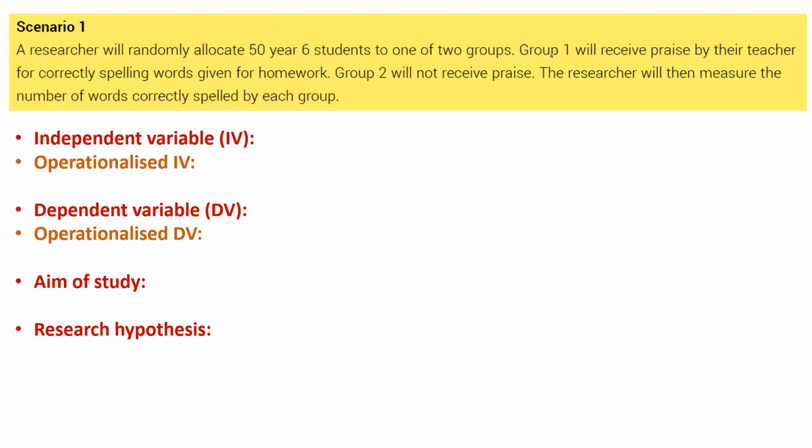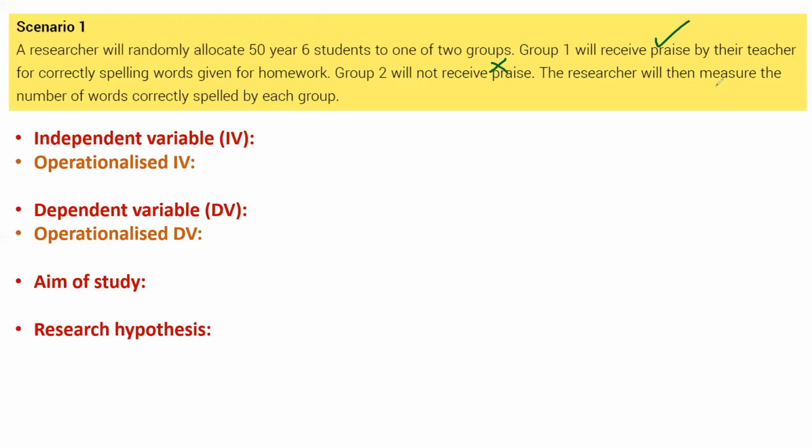So we'll read the rest of the scenario first. It says group 1 will receive praise by their teacher for correctly spelling words given for homework. Group 2 will not receive praise. One easy way to figure out what the IV in a scenario is, is to look at what variable is given to one group but is not given to the other group. In this case, we can see that praise is given to group 1, but praise is not given to group 2. And so that should give you an idea that that is the IV.